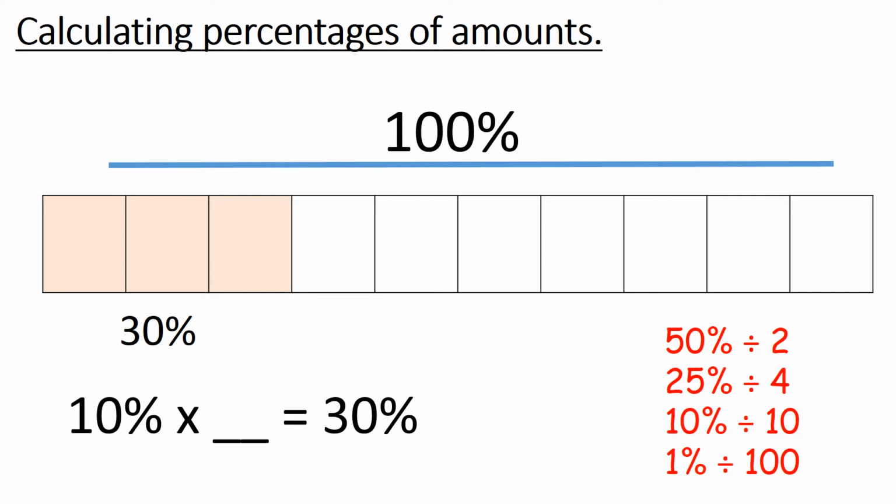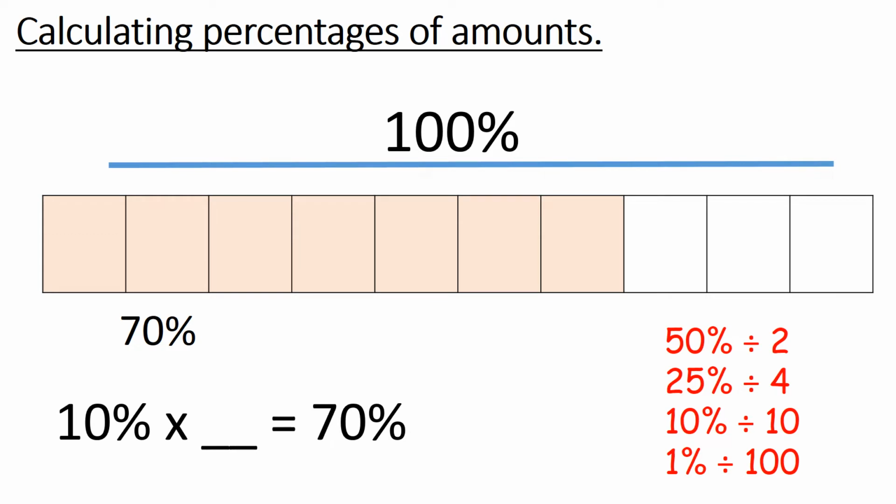If you then needed to find 30%, we can use these facts to help us. If you knew your total amount, you could take the whole and divide it by 10 to find 10%, and then what would you times it by to find 30%? You would times your answer by 3. This is the first method we're going to look at today. If you need to find 70%, you could use 10% as a fact and then times that answer by 7.